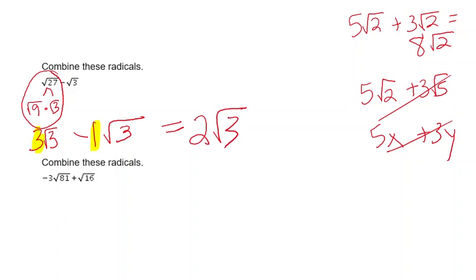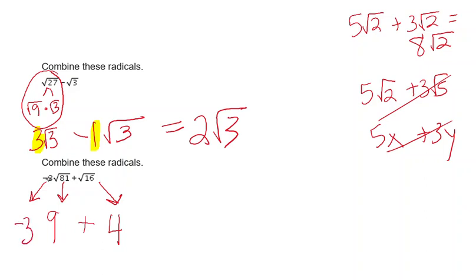This next example is very different because you do want to recognize perfect squares. So if you need to use a calculator to recognize them, that's fine. You'll recognize them when you can take the square root and get a whole number. So what is the square root of 81? It is 9. What is the square root of 16? It is 4. But don't forget, you already have this negative 3 right here.